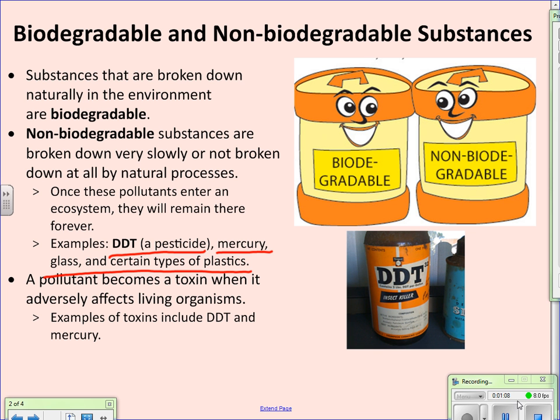They're also non-biodegradable substances. So these pollutants can become toxins when they affect living organisms. While a glass bottle may not have any direct effect on an organism and environment, something like DDT or mercury definitely can affect organisms, and DDT is right here. This is what DDT used to look like. We no longer use it in Canada, and we'll talk about it in just a little bit.